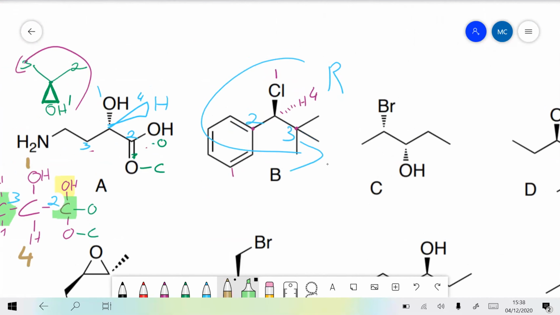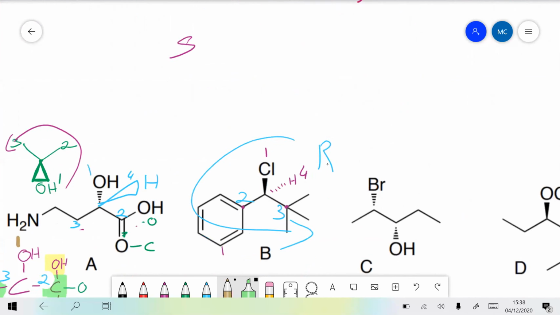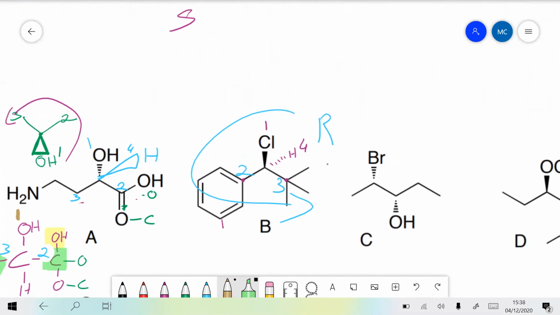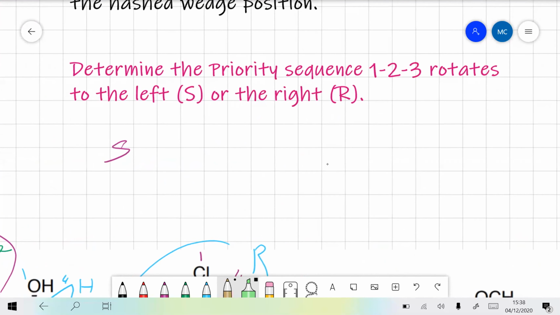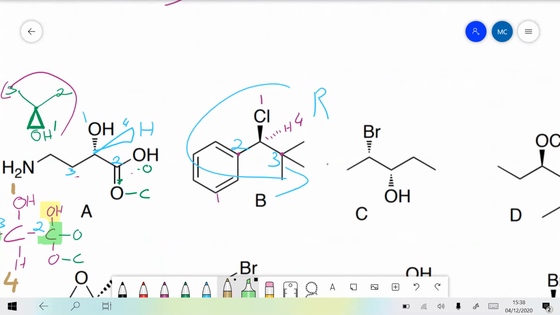That's anti-clockwise, by the way. Okay? That's anti-clockwise. So it would be S. No, R. I made a mistake. I wrote it correctly. But 4 was anti-clockwise and S.